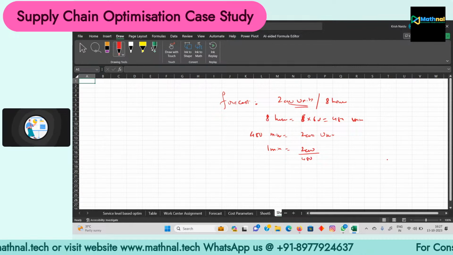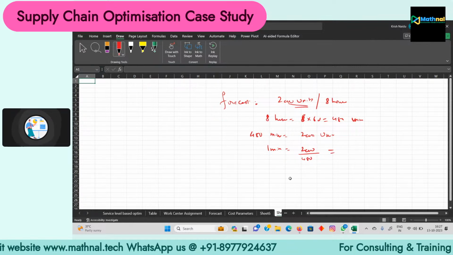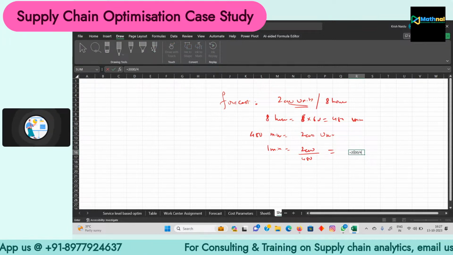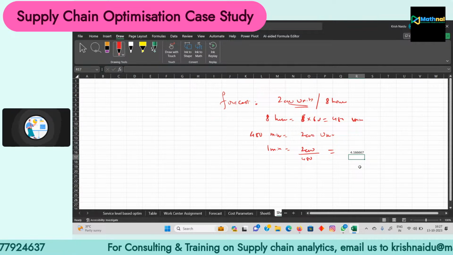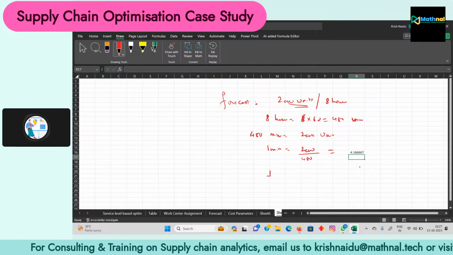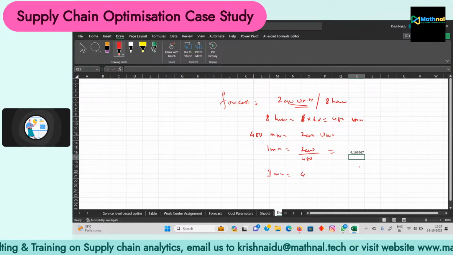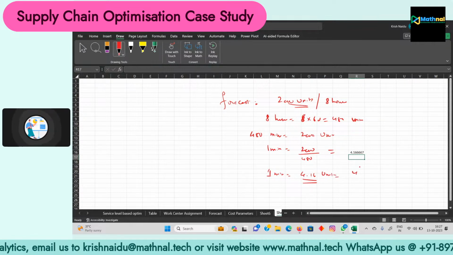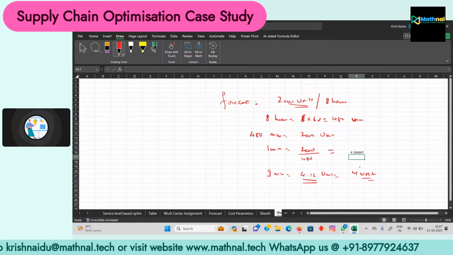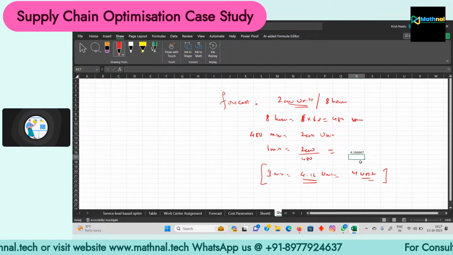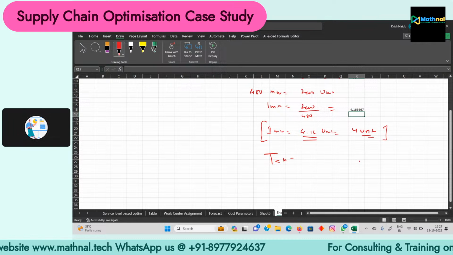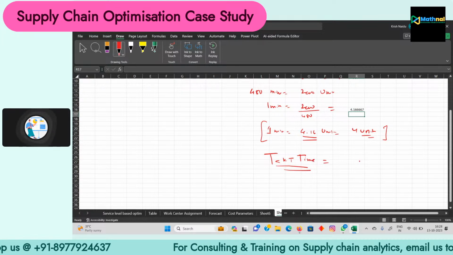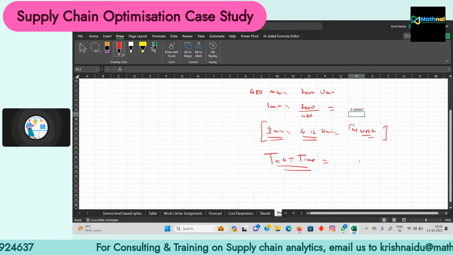2000 by 480. If I do the calculation, this is equal to 2000 divided by 480, which comes to around 4.16. So in 1 minute we need to produce 4.16 units, which is, let's say, 4 units in 1 minute. This particular concept is called takt time. So in 1 minute, you need to produce 4 units.